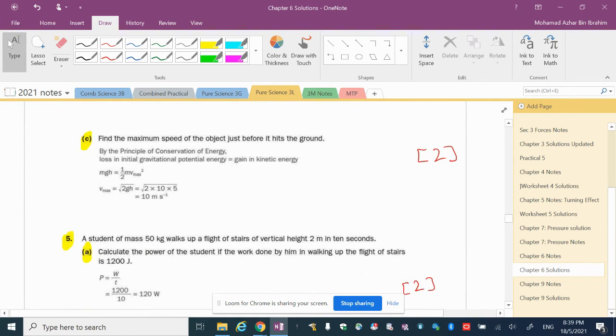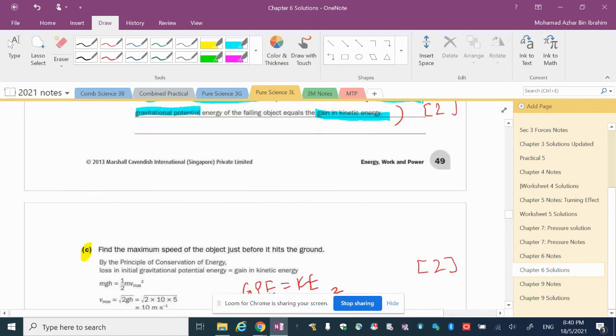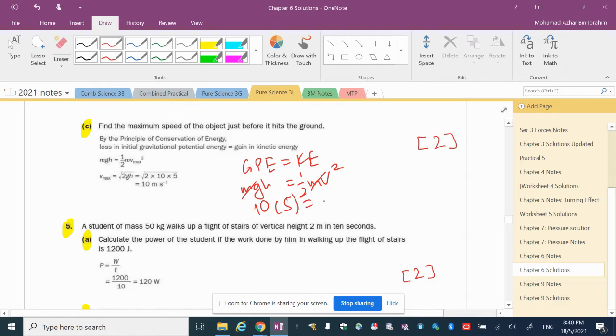All right, so find the maximum speed. Again, we use the same trick that we do. The GPE loss is equals to the KE gain. Again, mgh equals to half mv square. You notice that in the question, they didn't give you mass, but doesn't matter because the mass cancels out. G is 10, height is given as 5 meters. Is it right? Yep, 5 meters here. So 10 times 5 is equals to half v square. All right, then you can just solve it. Find v by just doing solve for v and you get the answer.